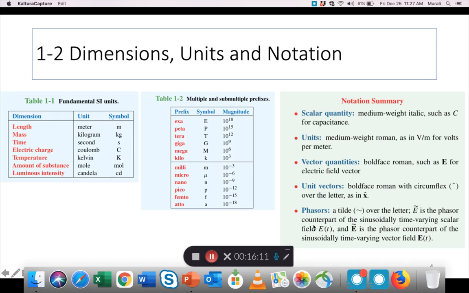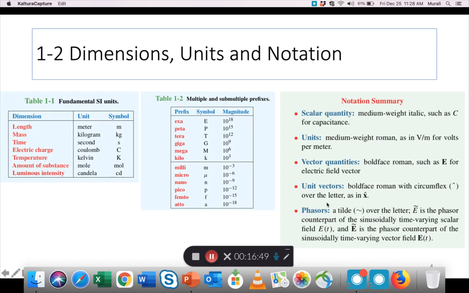Lastly, phasors. We have studied phasors, so it should not be new to you. A phasor has a little tilde on the top. And a phasor, in this case, can be a time-varying scalar, like E of t, written with a tilde without bold. So this is the phasor counterpart of the sinusoidally time-varying scalar field, while E with a bold is the phasor counterpart of the sinusoidally time-varying vector field.